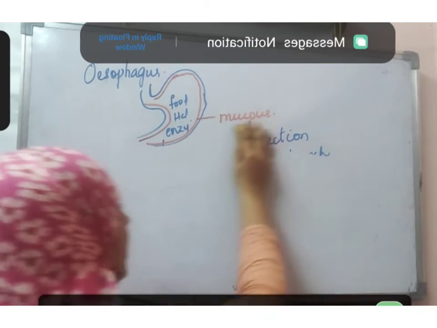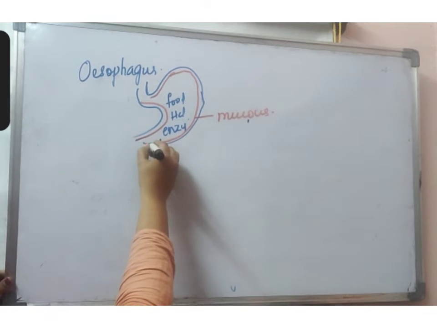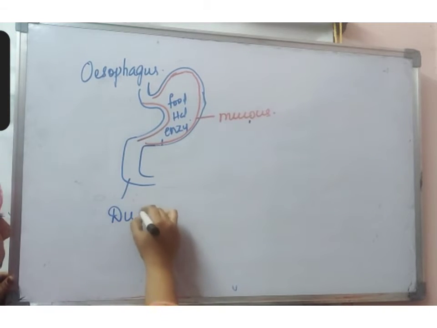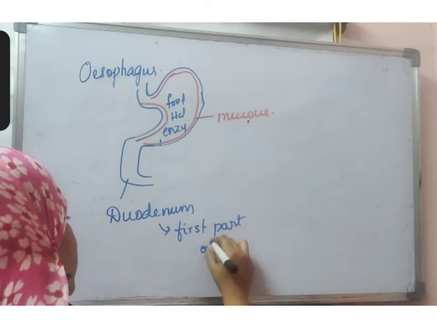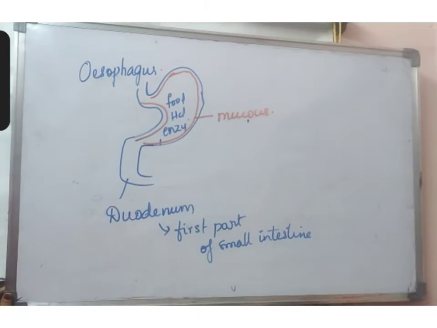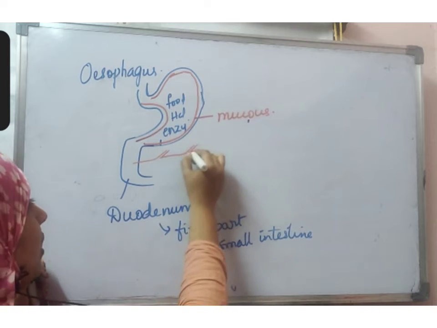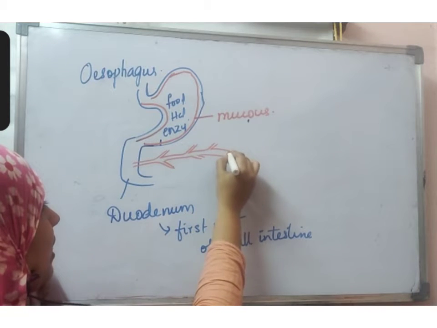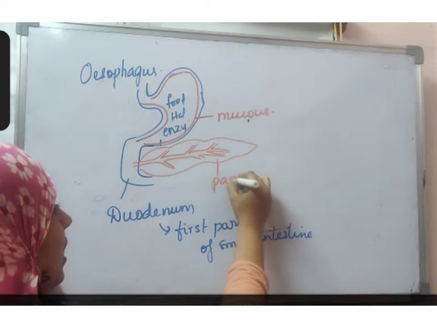So food is partially digested when it is present in the stomach. After the food is partially digested, it enters the first part of the small intestine called the duodenum. Duodenum is the first part of the small intestine, which is slightly bent like this. In this part, we can see the connection here. We have a leaf-shaped gland. There is a leaf-shaped gland here, and that gland is called the pancreas.